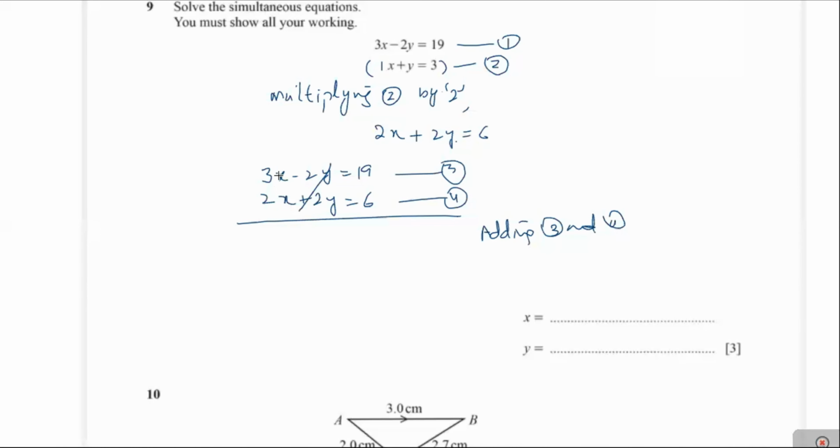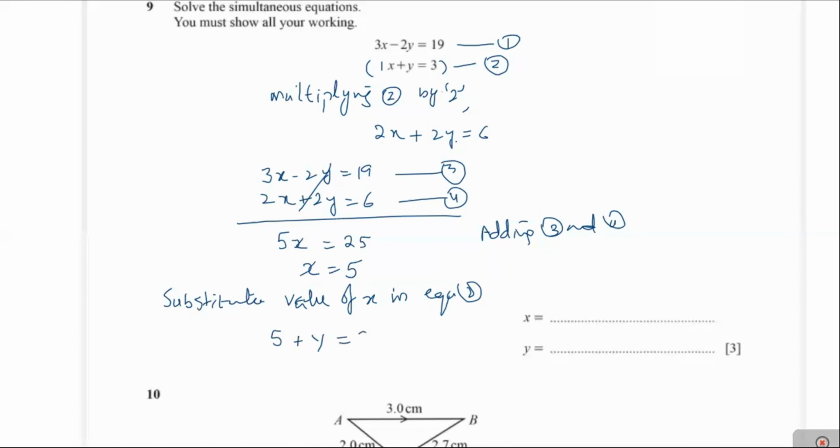You see here, this will be cancelled. Now 3x plus 2x equals 5x. 19 plus 6 equals 25. x will be equal to 5. Now we have to find the value of y. We substitute the value of x in equation 2. x is 5, y is written as it is, equals 3. Now y will be equal to 3 minus 5, and that is equal to minus 2. Therefore, 5 and minus 2 is the answer.